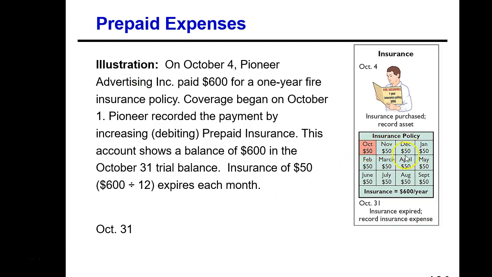So let's look at the illustration over here. The insurance covers a total of 12 months. We're now at the end of the first month. So if you look at the amount that was paid, $600, the insurance amount is going to be $50 per month. We're going to make an adjusting entry to recognize the amount of insurance that has been used by the end of the current accounting period. We're going to debit insurance expense for $50 and credit our prepaid insurance account.